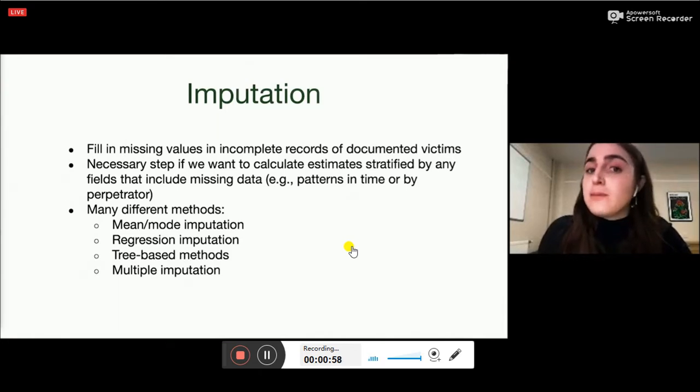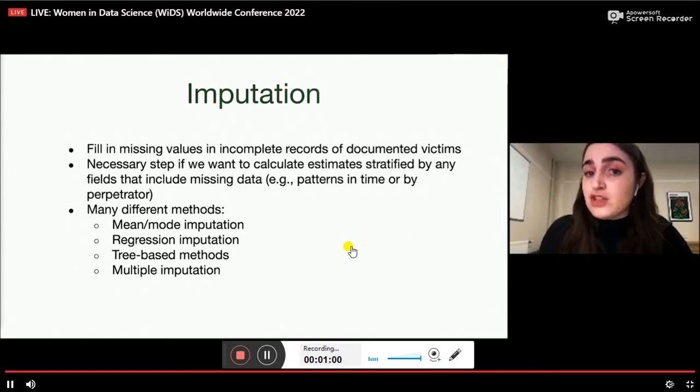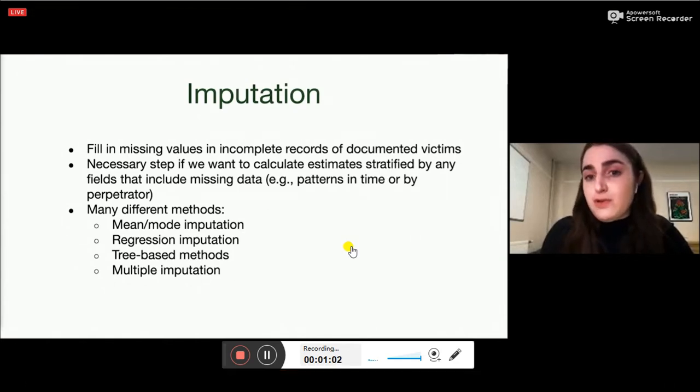Just like there are a number of different methods for doing single imputation, there are many ways to do multiple imputation. Two methods that I commonly use are predictive mean matching, which in a certain sense resembles k-nearest neighbors, and again, tree-based models can be used in the multiple imputation framework as well.